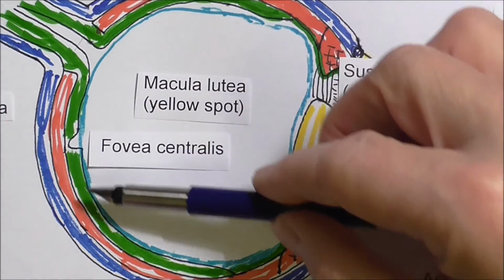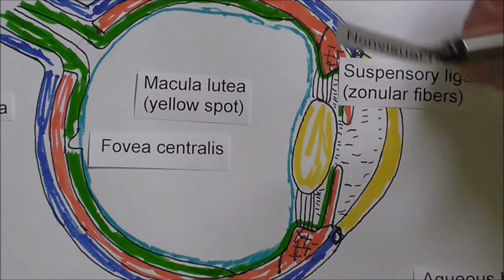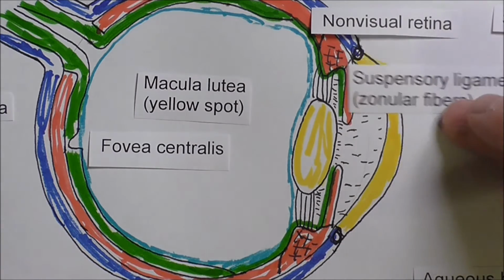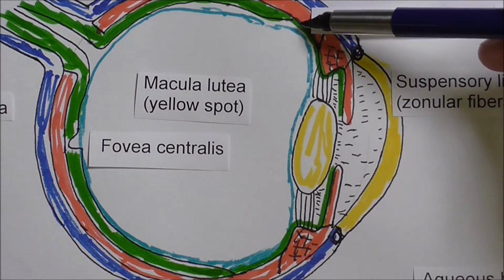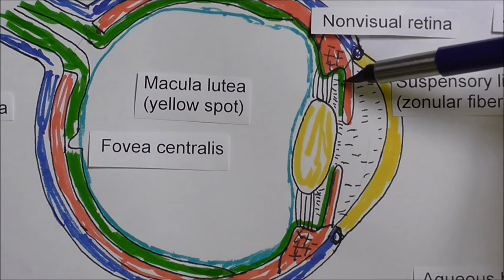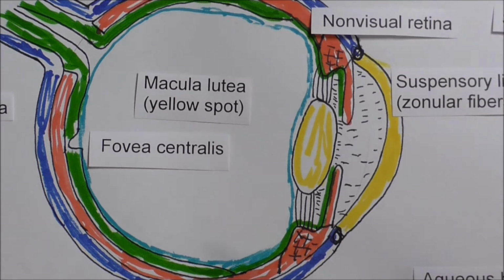Part of the visual retina. But as we've said, the non-visual retina goes on to line the ciliary body and the inside of the iris. So this is non-visual retina, just there.